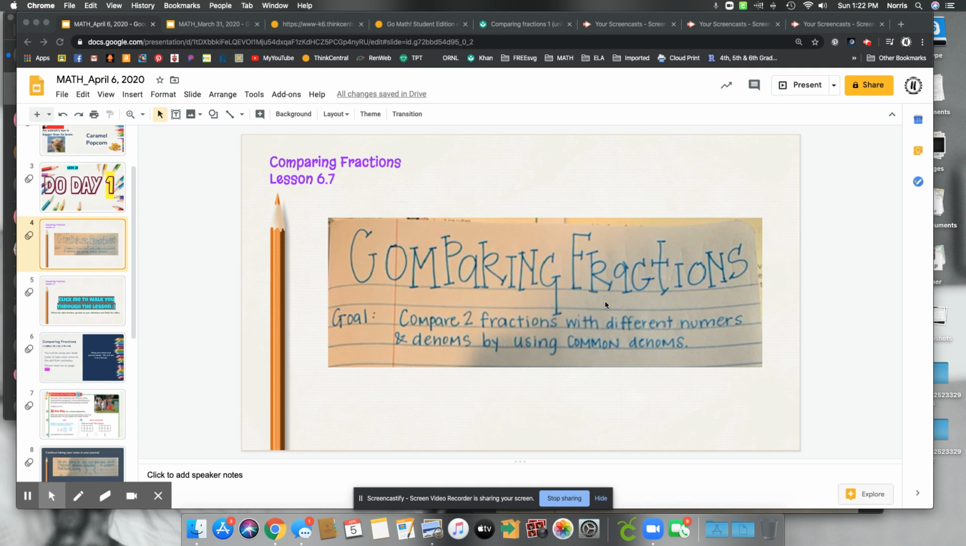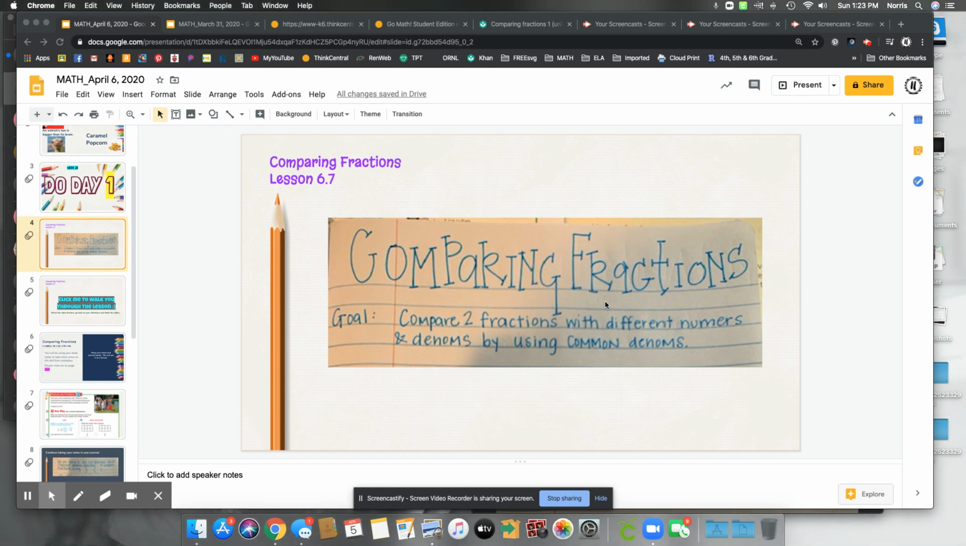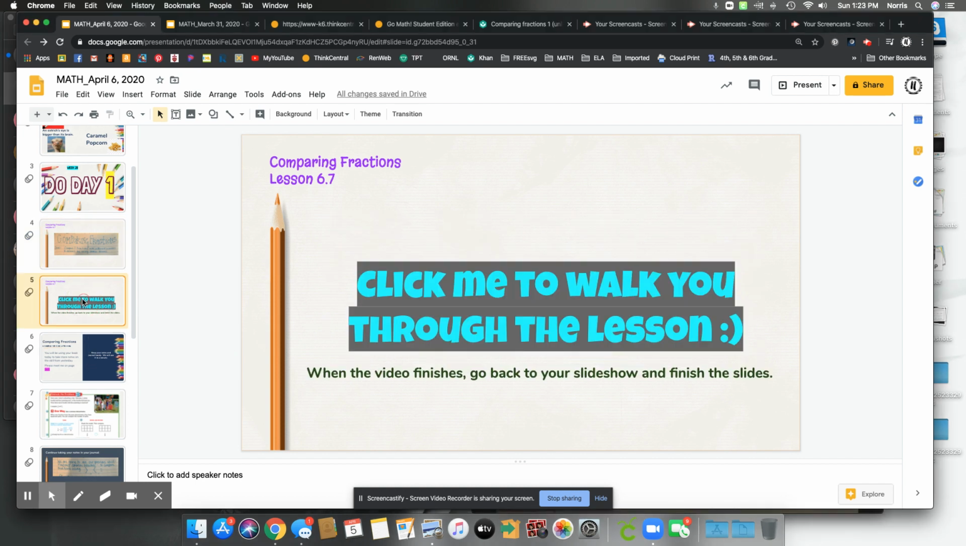Today, we're starting a new lesson. It is 6.7 in your book, and that lesson is comparing fractions. So, today, we're going to take fractions that do not have the same numerators or denominators, and we're going to compare them using greater than, less than, or equal to. And in order to do that, we're going to use the skill that we worked on last week using common denominators. So, I'm so glad that you still have those notes in your journal because they will help you this week. Okay, so next slide.